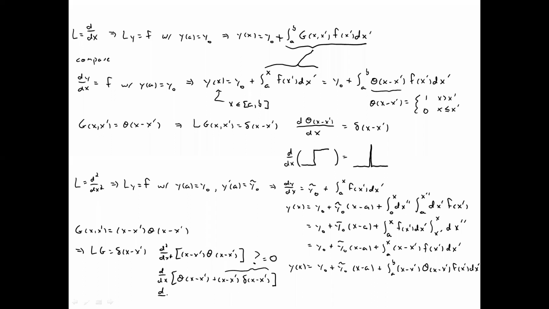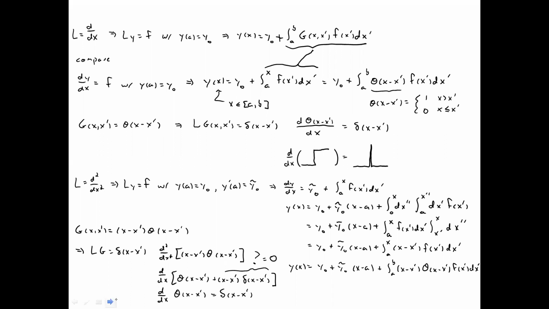So this means that this reduces to d by dx of theta of x minus x prime, but we've already talked about the fact that that's a delta function. Okay? So it seems like the whole L acting on the Green's function gives you a delta function is actually working out.